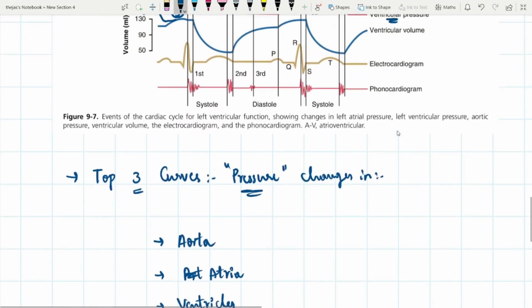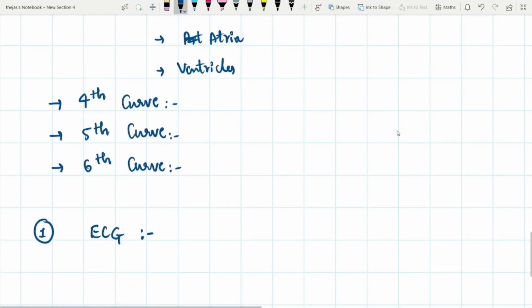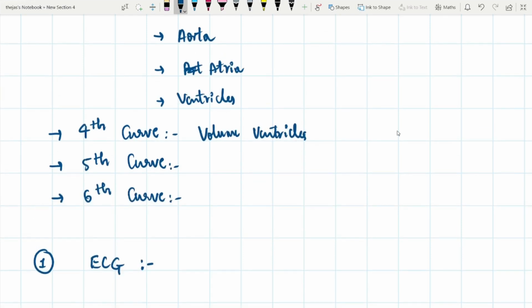Now let's go to the fourth curve. This fourth curve represents the volume changes in the ventricle. For discussion purposes, let's consider the left-sided heart. We will consider only the left atrium and left ventricle. So this is the volume changes in the ventricle, the left ventricle, or just the volume of ventricles.